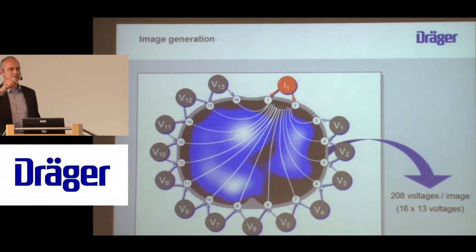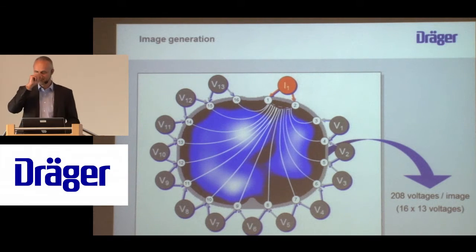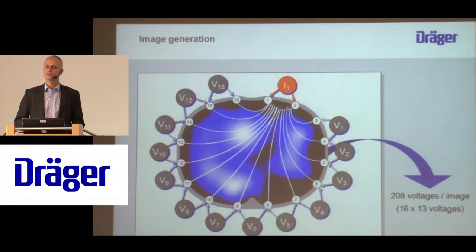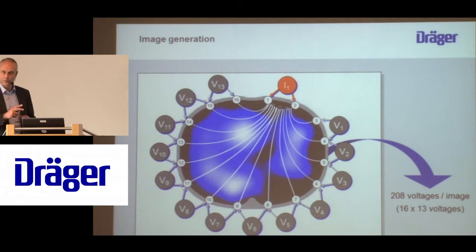And the entire process of creating this image only takes a short time, like 20 milliseconds. That's why we actually can display these impedance changes as a dynamic image.